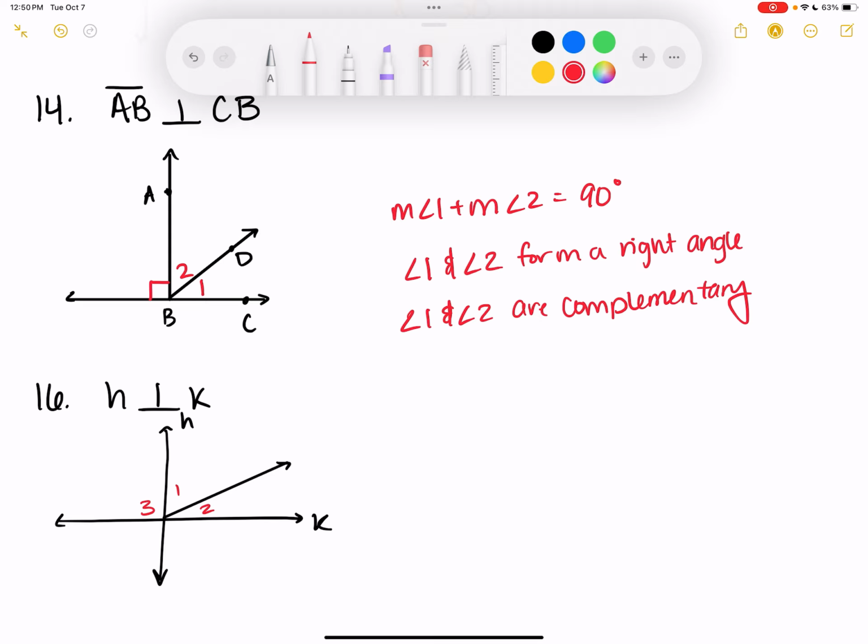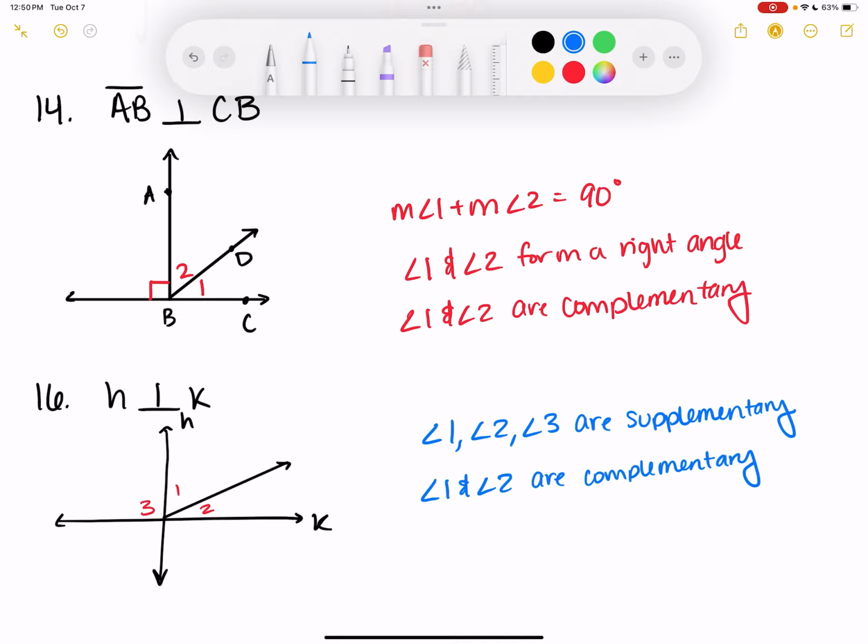Like all of them together? Yep. Angle 1, angle 2, and angle 3 are supplementary. What else? 1 and 2 are complementary. Yep. Angle 1 and angle 2 are complementary.